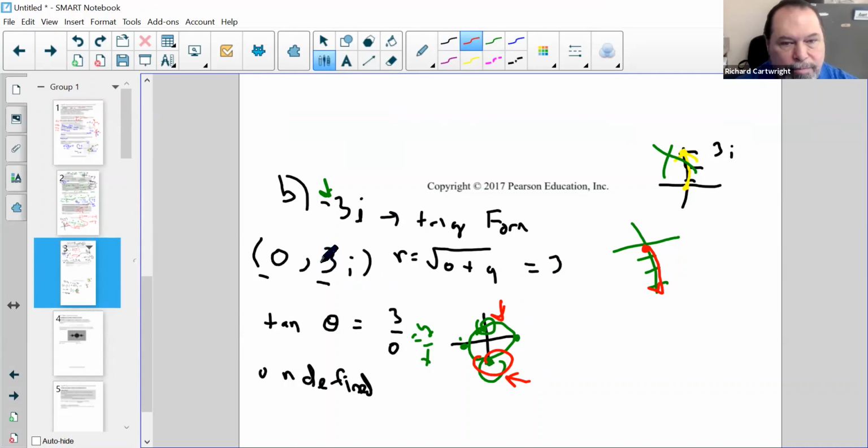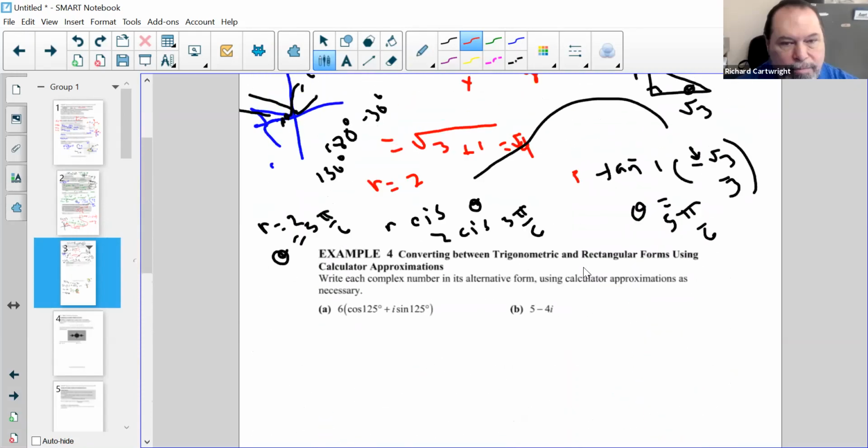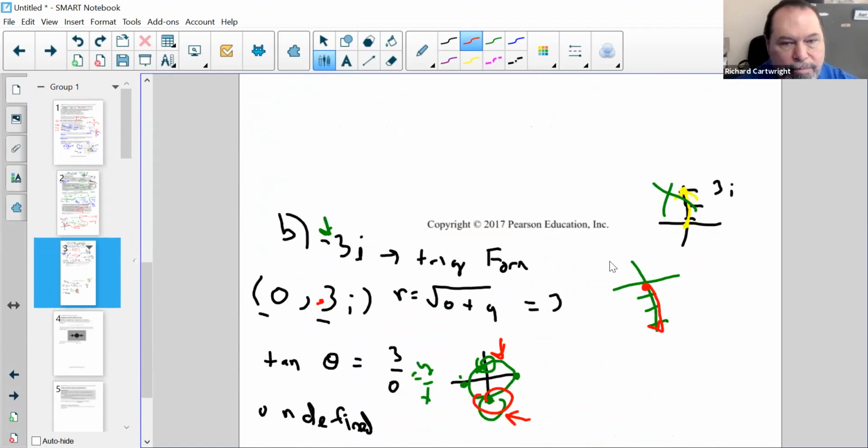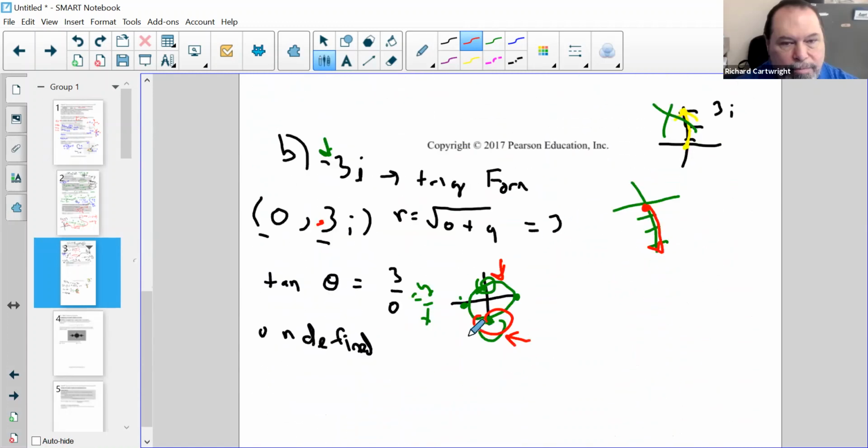Yeah, I wrote it as positive here too. 3. I don't know, maybe I copied it wrong the first time. I think there's a negative there. So I'm going to take theta to be 270 degrees. And does he want radians or degrees? Let's go back all the way up. He wants that one in degrees. Okay, you're confusing me, Mr. Pearson. So theta will be 270 degrees.